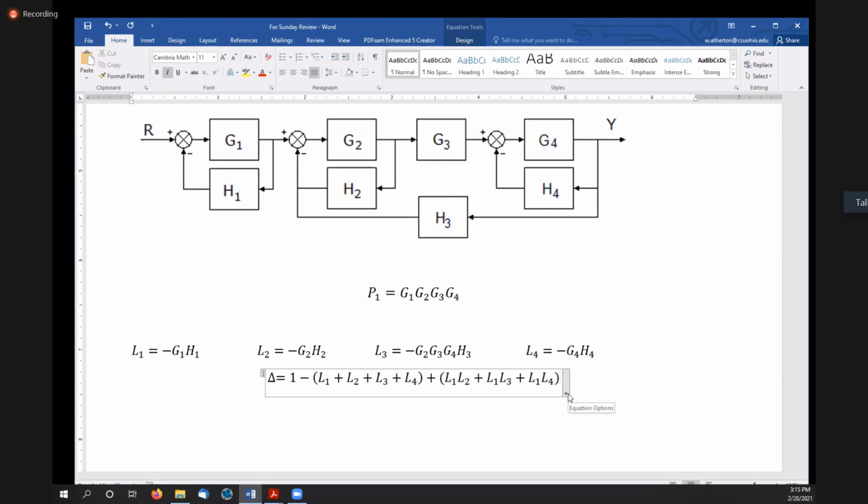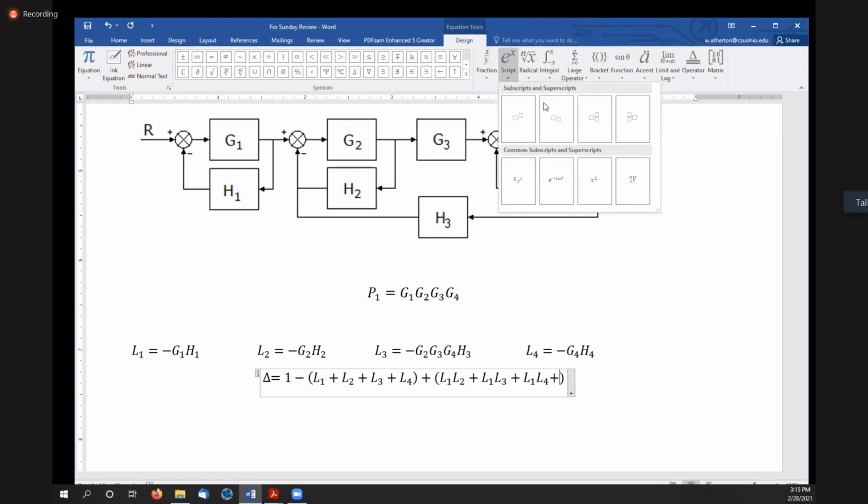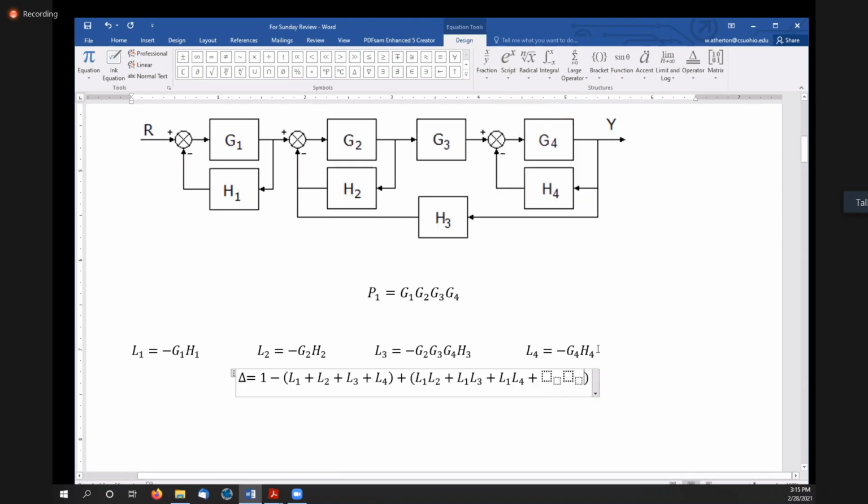L1, L2. Are there any other pairs of loops that do not touch? I'll take back my previous statement. There's one more pair. Is it L2, L4? Yes. Okay. Very good. L2 and L4.